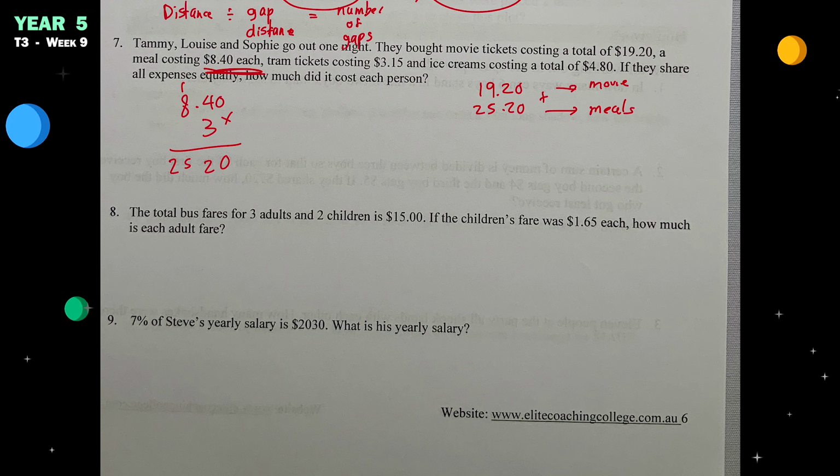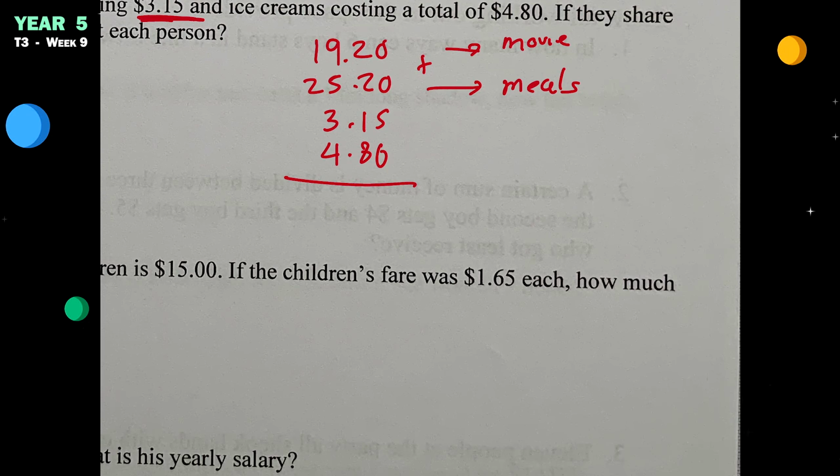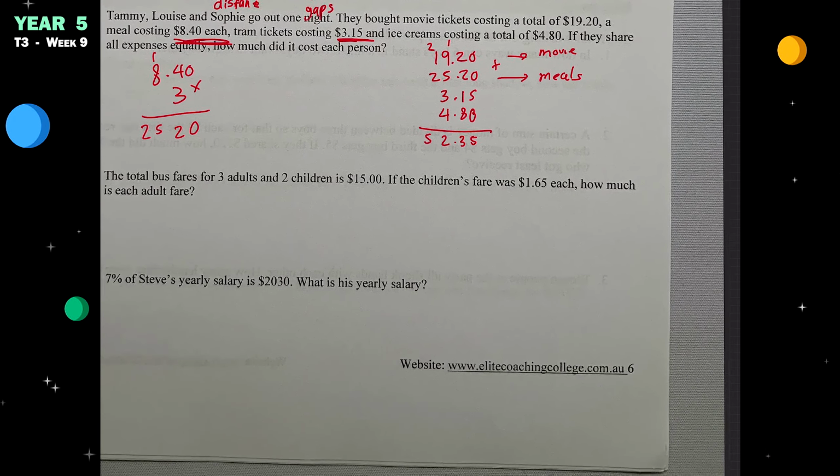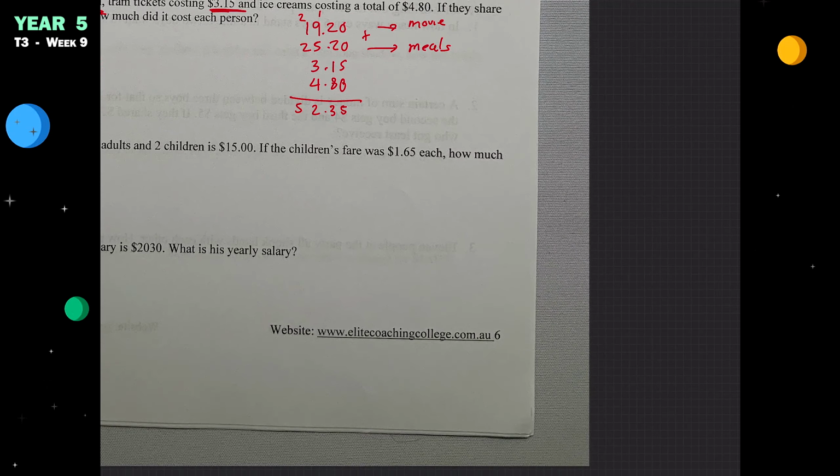And then what else do you have to add? The tram ticket costing $3.15. Notice how they didn't say each, so there's just $3.15. And ice cream, a total of $4.80. So you put $4.80 and you add them up. This will be 5, 10, 13, 15 plus 7 is 22, and that'll be 50. There's the answer. So the total cost for 3 people going out is $52.35, which is pretty cheap actually.